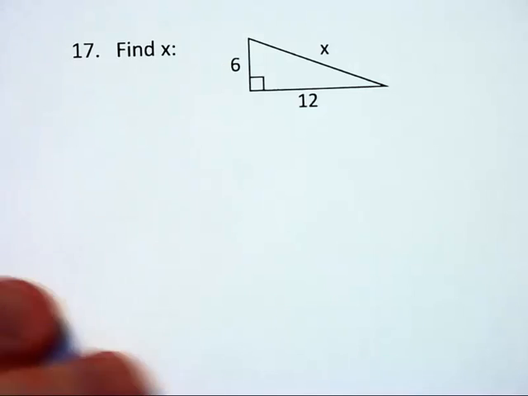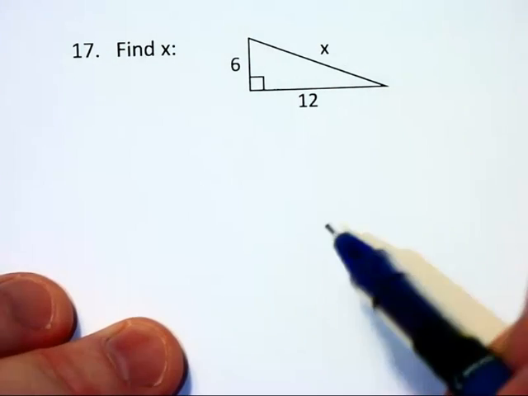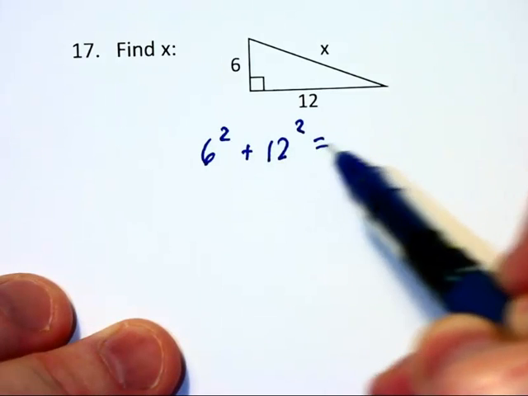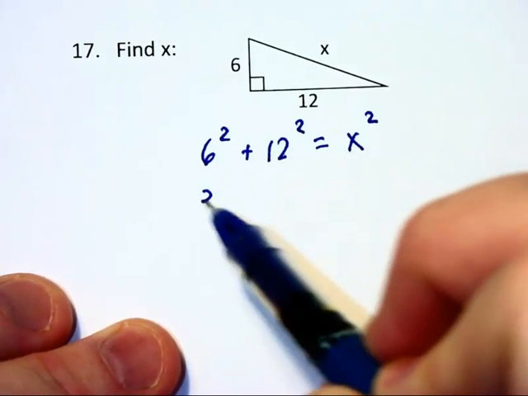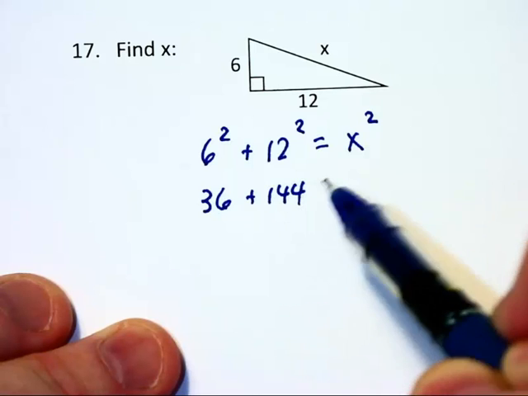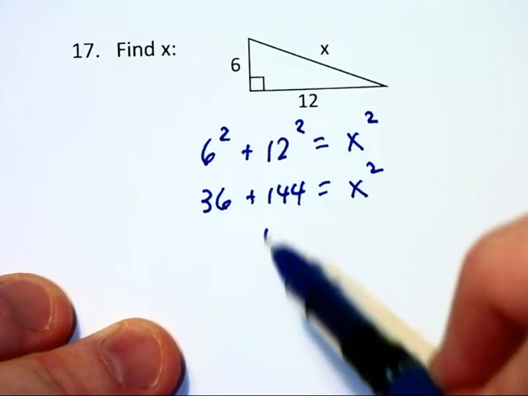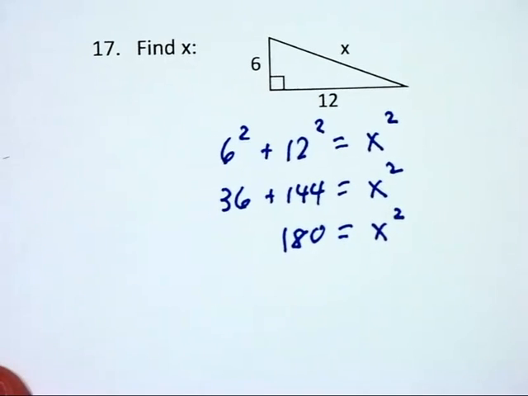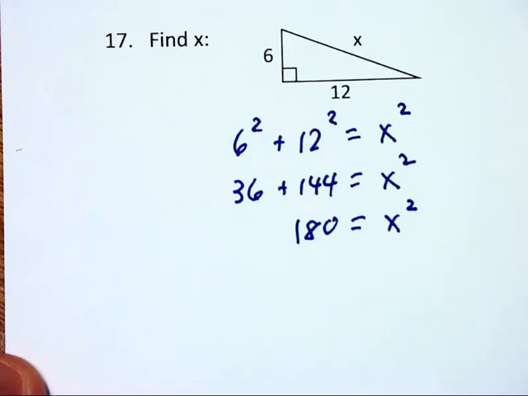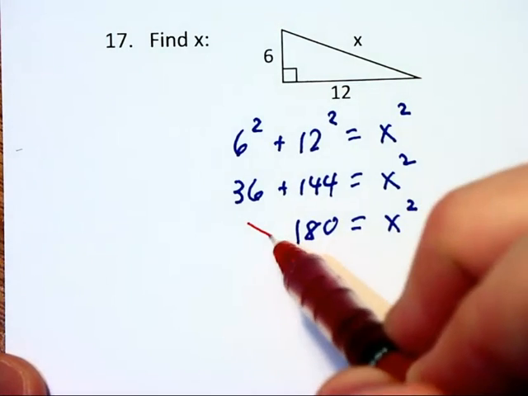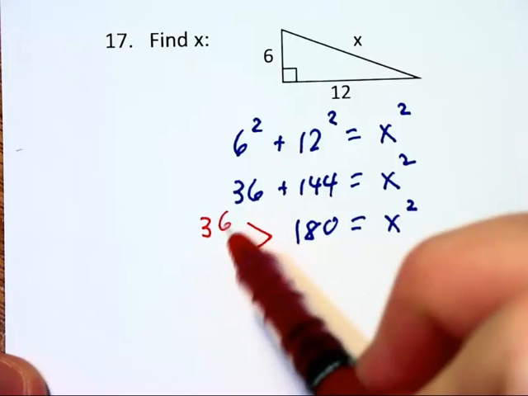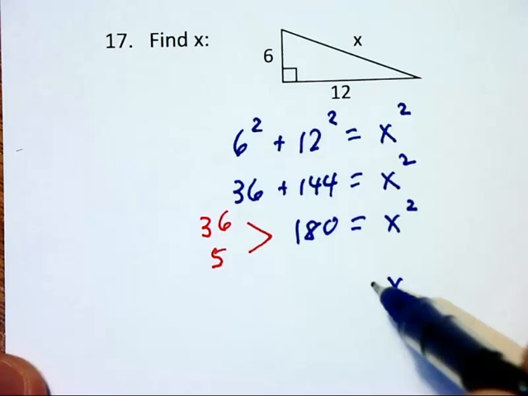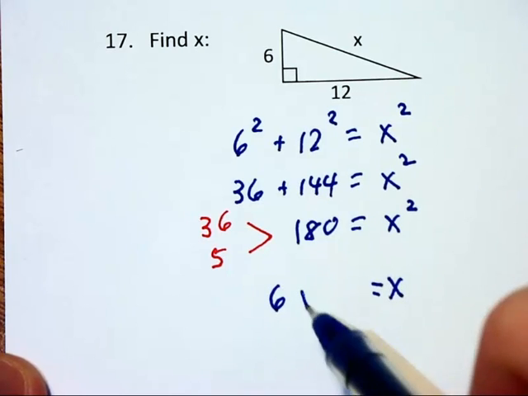We have another Pythagorean theorem problem, but this time the x is on the hypotenuse. So we've got 6 squared plus 12 squared is equal to x squared. That is 36 plus 144 is x squared, and that becomes 180 is x squared. Now we need to break down that 180, and I'll use a sideways factor tree here. This happens to be 36 times 5, and so if I square root both sides of this equation, I get x is equal to 6 root 5.